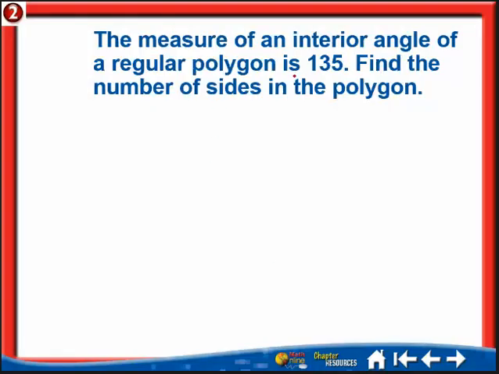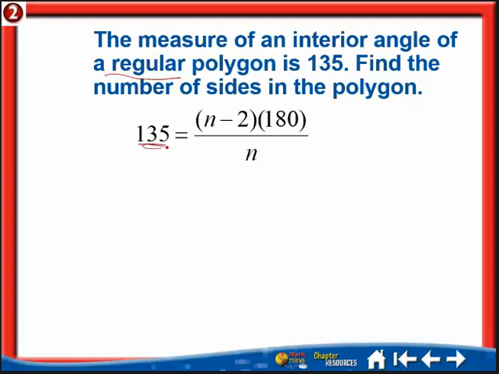The measure of an interior angle of a regular polygon, meaning they're all the same, is 130. Find the number of sides in that polygon. Okay, so here's another twist using the same concepts. This time I know what one angle is. I'm trying to find out how many there are. Remember, n means number of angles.